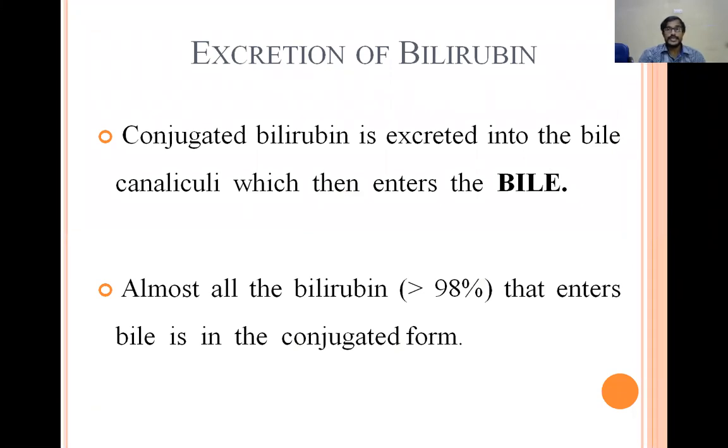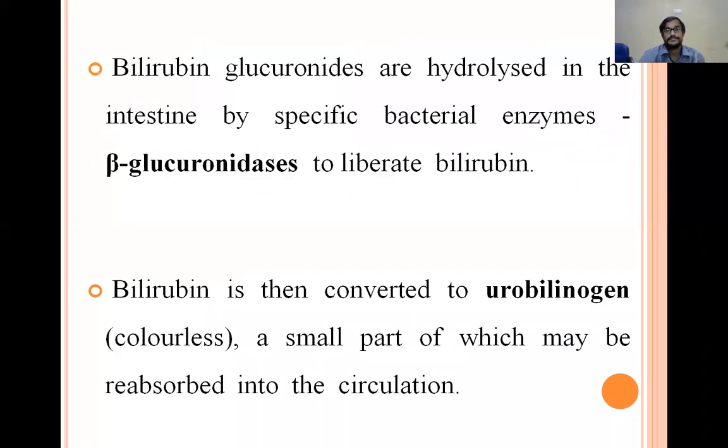So the conjugated bilirubin is excreted into the bile canaliculi, which then enters the bile. Almost all the bilirubin that enters the bile is conjugated, because it enters the bile only after entering the liver. So greater than 90% is conjugated bilirubin. Bilirubin glucuronides are hydrolyzed in the intestine by specific bacterial enzymes, beta glucuronidases, to liberate bilirubin. So the bilirubin glucuronides again become bilirubin, and the bilirubin is then converted to urobilinogen, and a small part of which may be reabsorbed into the circulation.